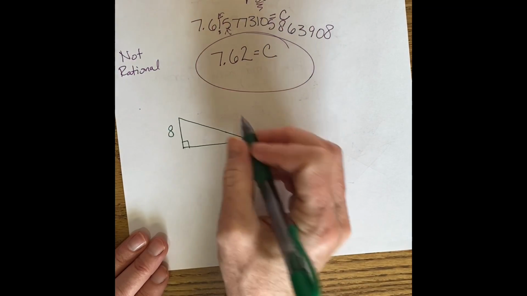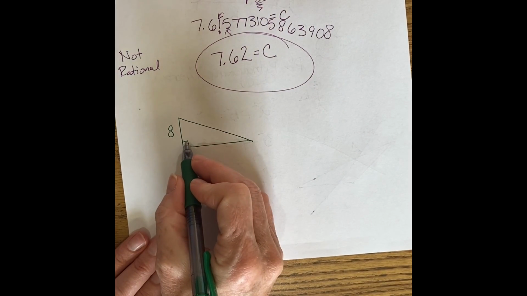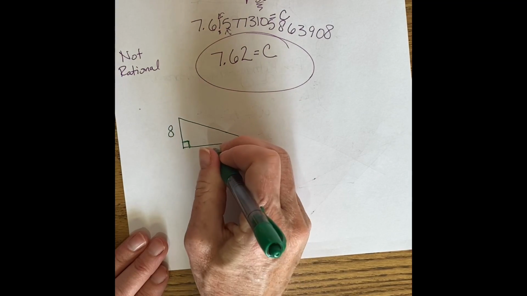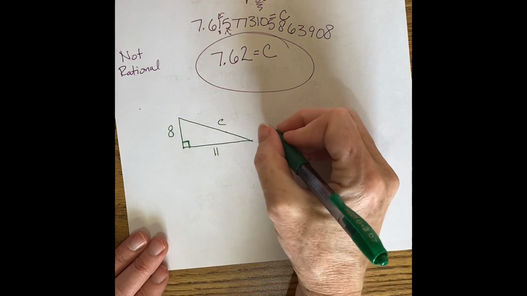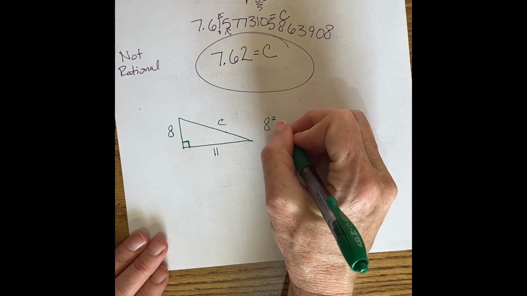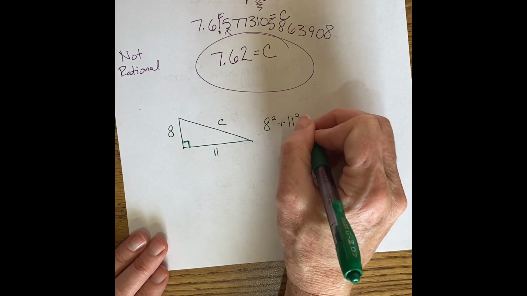So I can either say this is a right triangle, or this little square in the corner means it's a right triangle. So it's 8 on one side. It's 11 on the other side, and we don't know what it is. We're going to call it C. Okay, we know that the Pythagorean theorem works for right triangles. So we know that 8 squared plus 11 squared equals C squared.